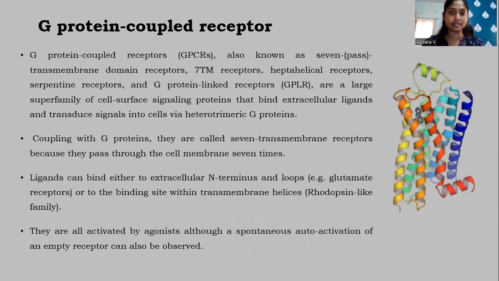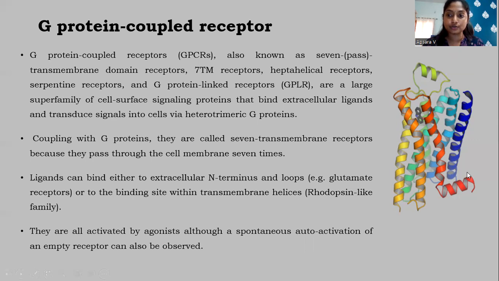So GPCRs or G protein coupled receptors are also known as 7-pass transmembrane domain receptors, 7-TM receptors, heptahelical receptors, serpentine receptors, G protein linked receptors. Basically, these are a large superfamily of cell surface signaling proteins that bind extracellular ligands and transduce signals into cells via heterotrimeric G proteins. Coupling with G proteins, they are called 7 transmembrane receptors because they pass through the membrane 7 times.